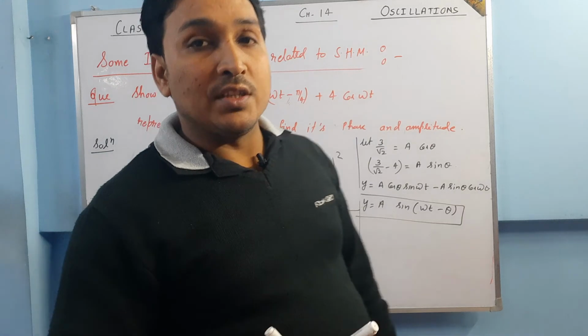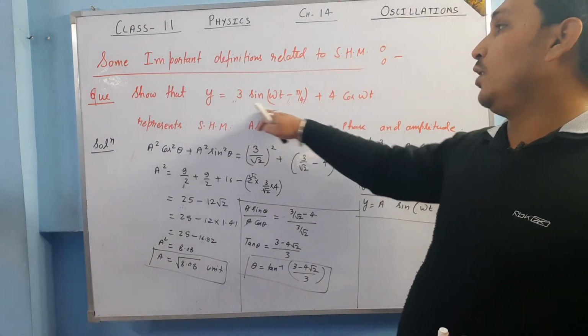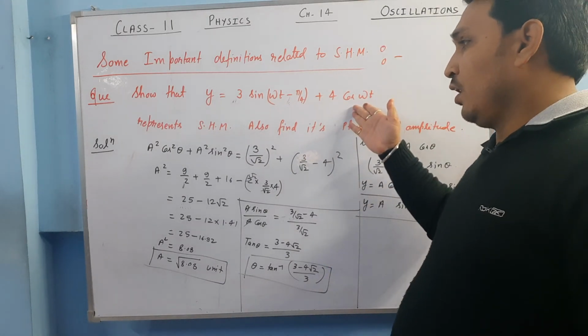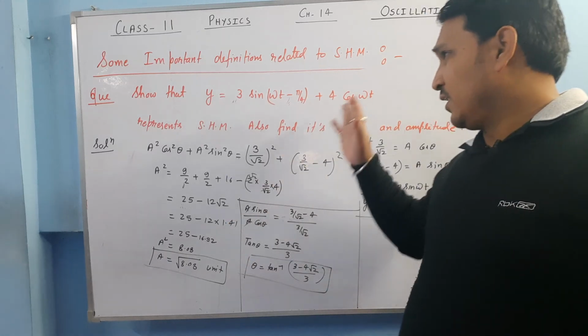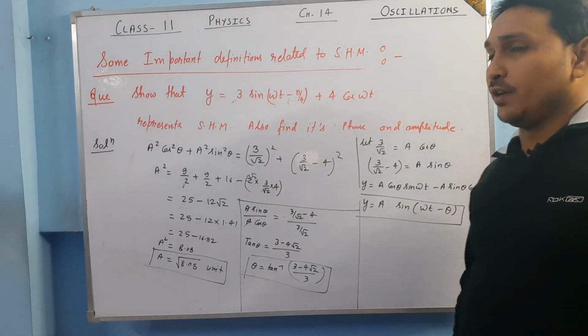I hope you are able to understand how we are going to calculate amplitude and the phase if a general equation is given like this. Okay, suppose this is not cos, this is sine only. So we will solve accordingly. Sine and cos can be interchanged. Okay, so accordingly we are going to solve it.